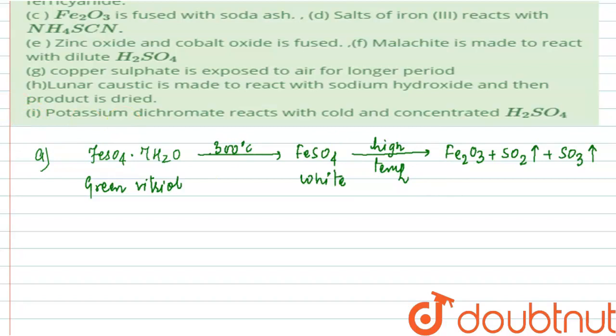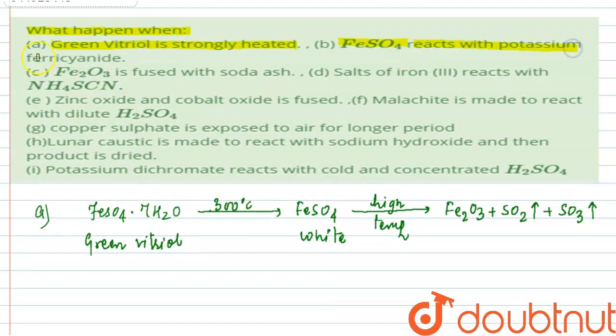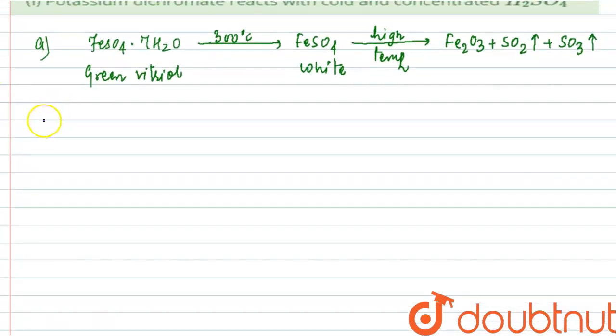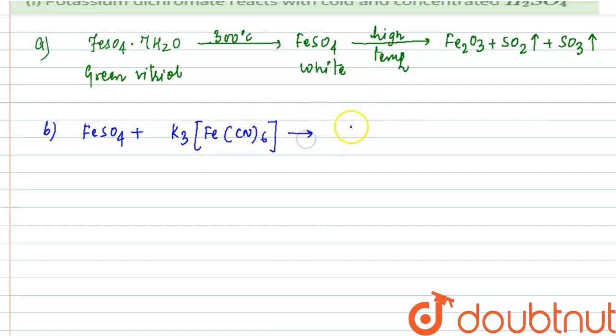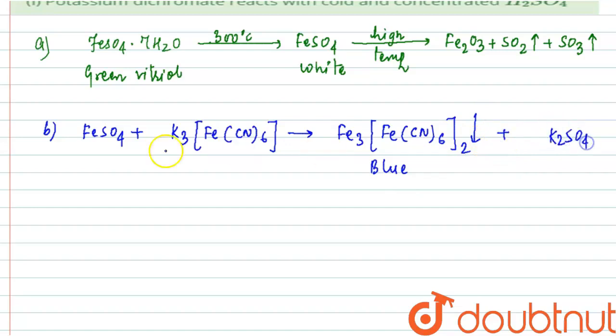Now moving on to the next question. The next one is when FeSO4 reacts with potassium ferricyanide. So we need to react FeSO4 with potassium ferricyanide. The product that we get is Fe3[Fe(CN)6]2. This is a complex which is blue in color, and also we get K2SO4. Now to balance this reaction, we'll have to take 3 moles of FeSO4, 2 moles of K3[Fe(CN)6] is required, and we get 3 moles of K2SO4, and also the blue colored complex.